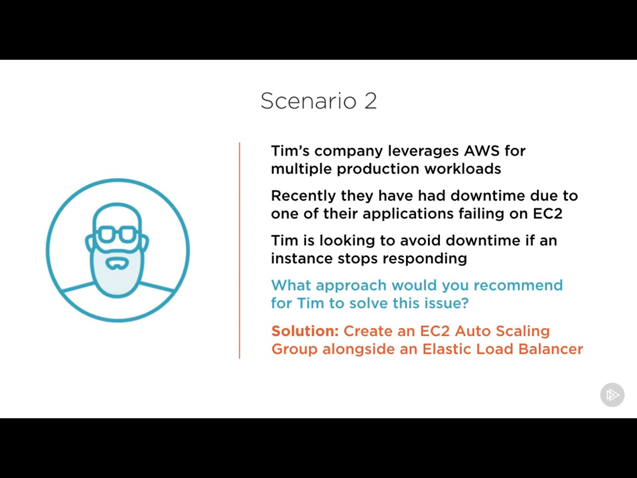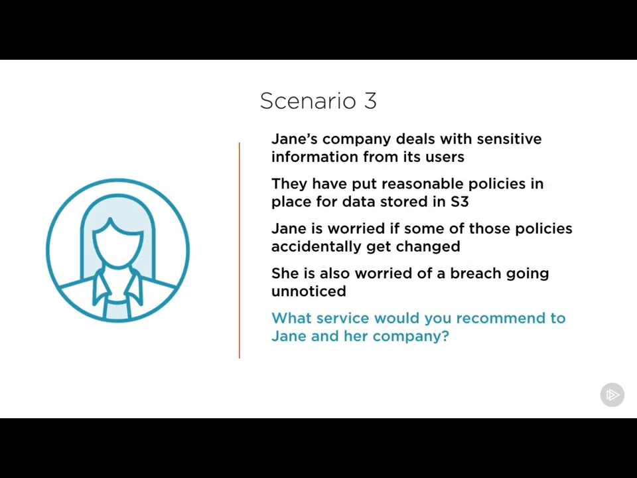Okay, finally, we had Jane. And Jane's company is dealing with this sensitive information, and she is worried about a breach going unnoticed. So what would you recommend to Jane and her company? Well, in this case, Amazon Macie would be a great choice because it gives them the ability to use machine learning to classify their data, find the data that's sensitive, and then monitor that data and its access patterns. And it can proactively alert them if it sees any anomalies happening within any of those patterns.